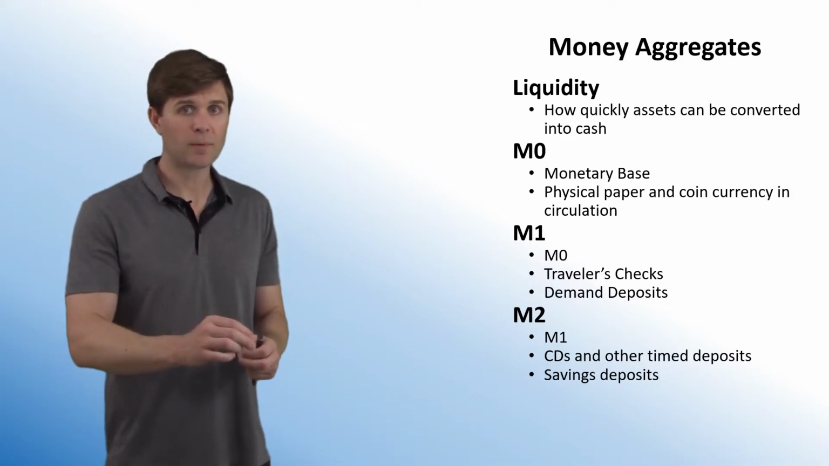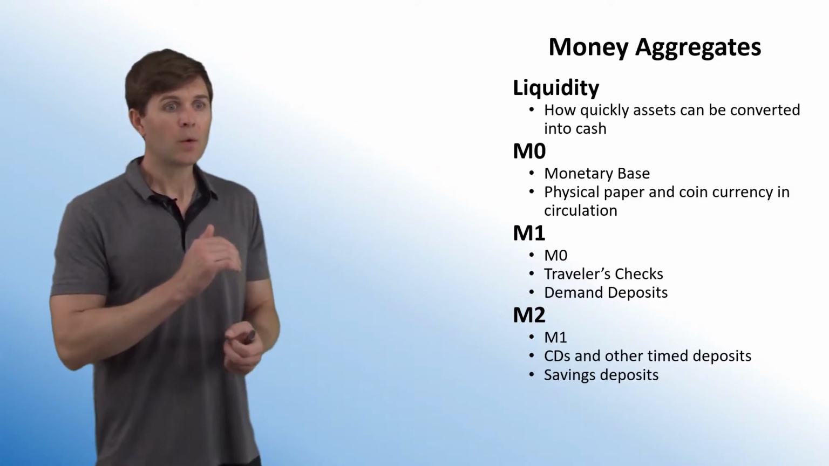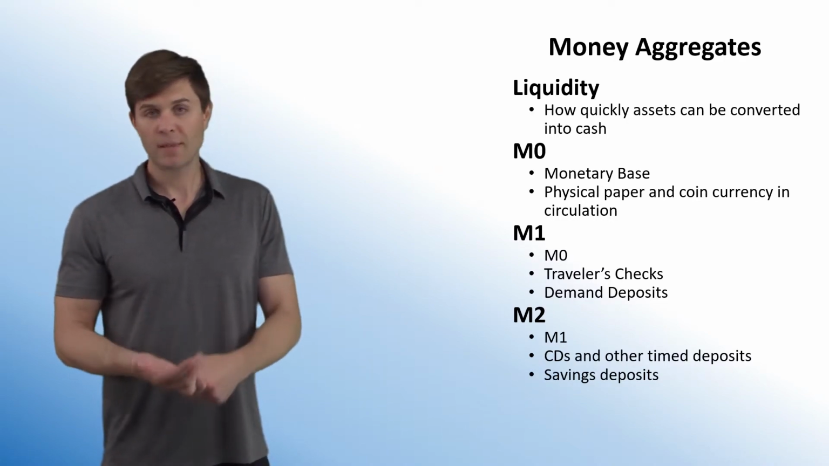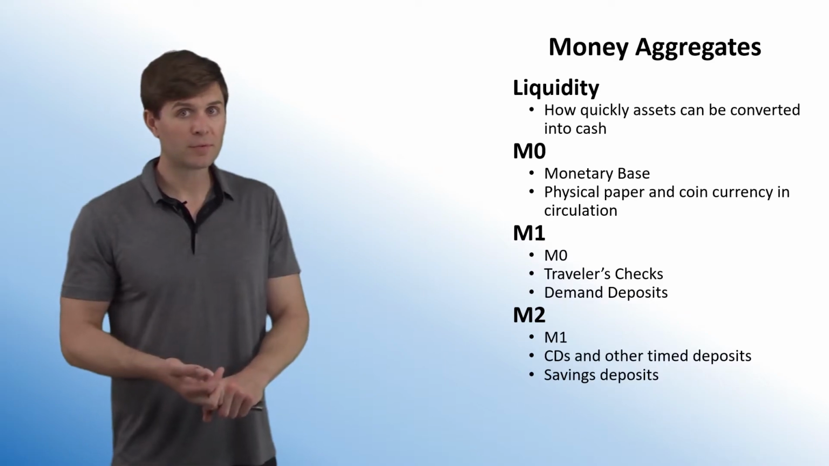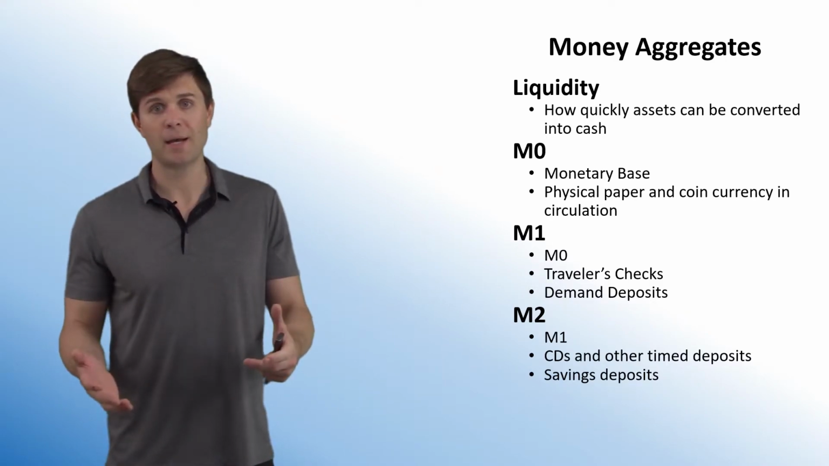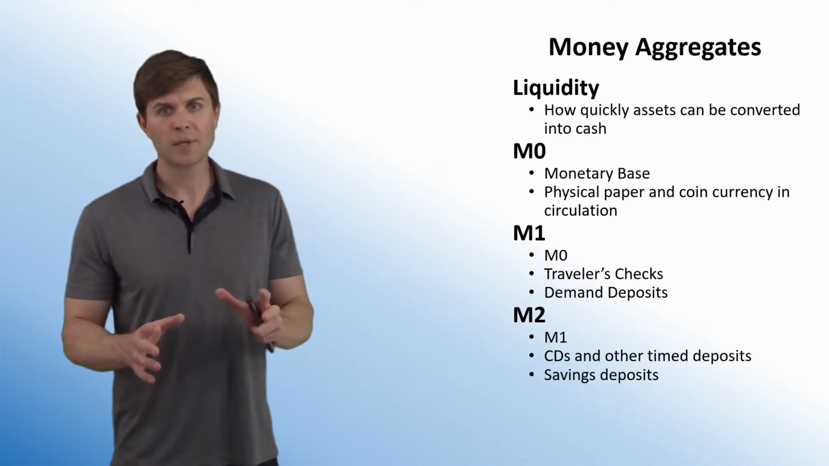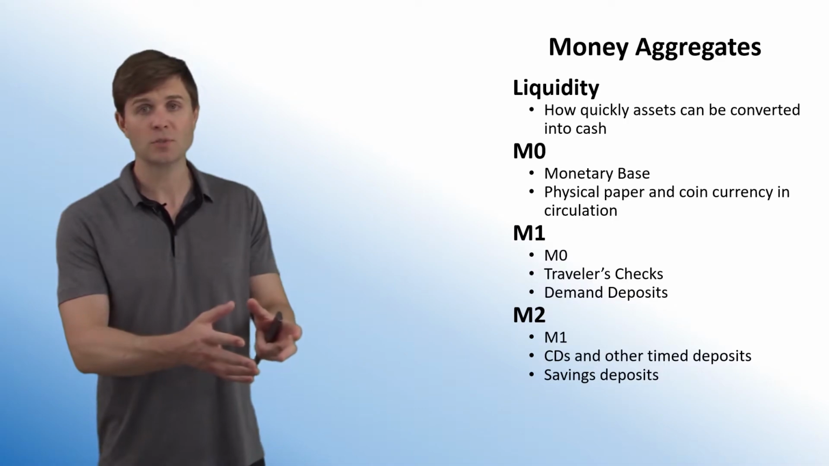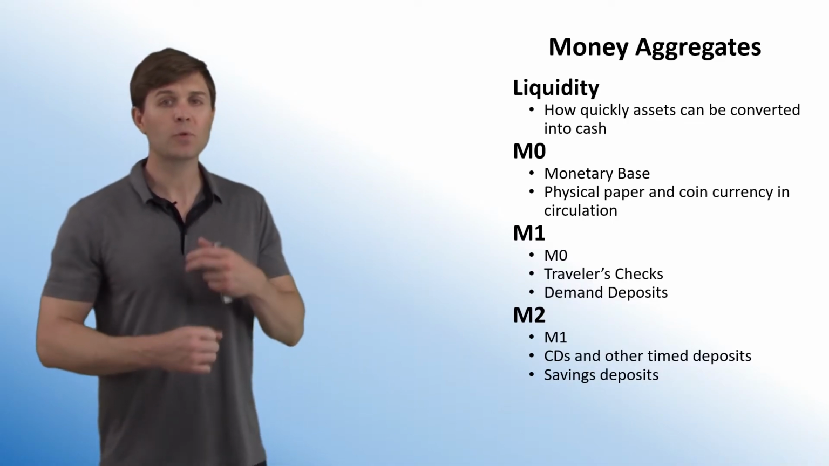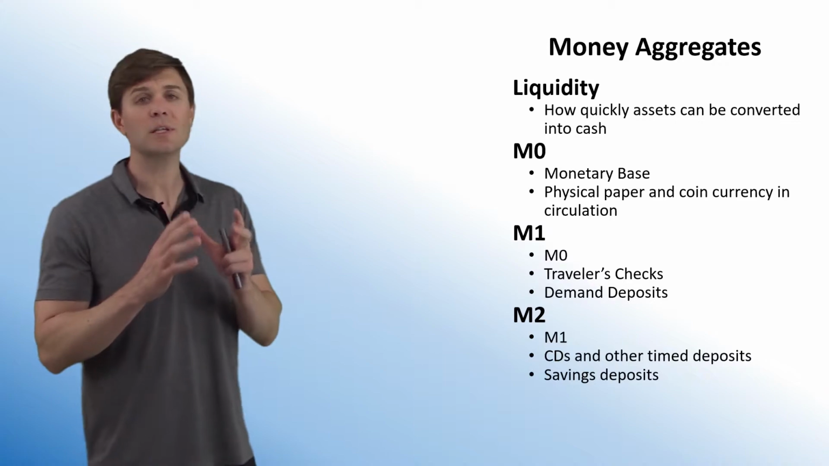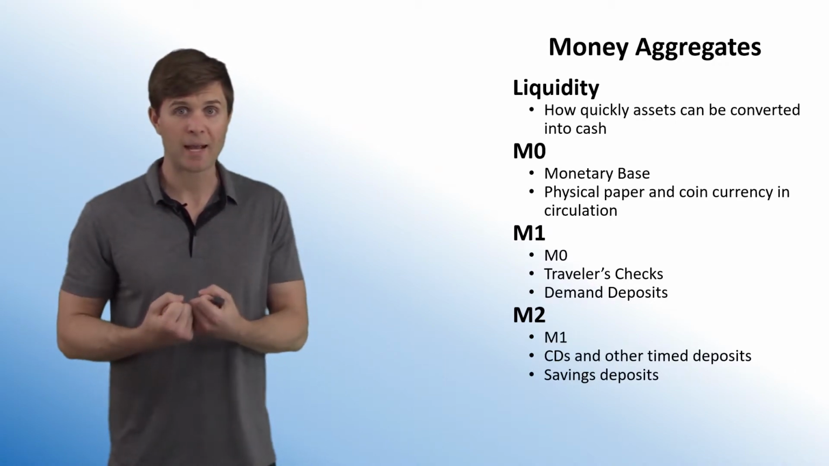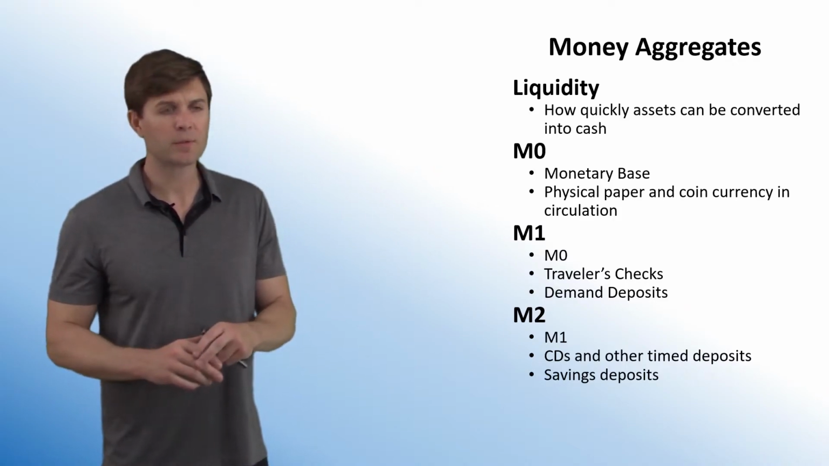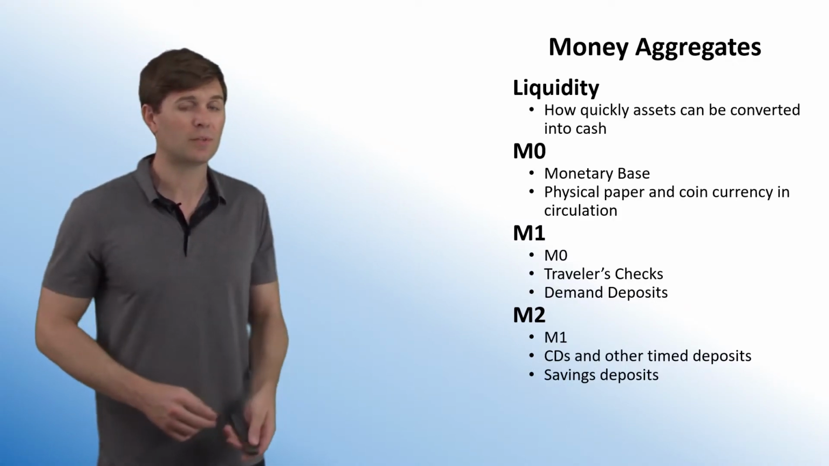Now, M2 is one step further, one step less liquid, where it's everything from M1 plus savings deposits, and then certificates of deposit or CDs and other time deposits. These accounts usually have a few more restrictions. You can only take out so much per year, and you lose the interest that you've earned if you take it out before a certain time. So it's a little less liquid in terms of having access to it. So these are the 3. There was an M3 at one time, but they don't use it as much.